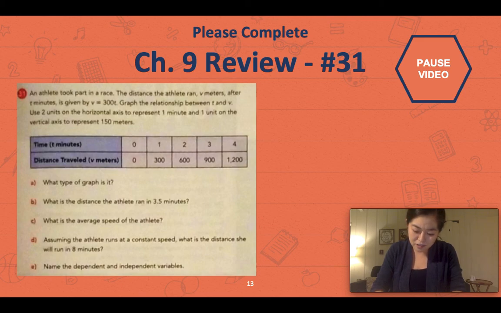I'm going to just draw my graph. And then we want to label it V and T. So we're going to label the y-axis V because it is the dependent variable, and then the x-axis as T because it's the independent variable.